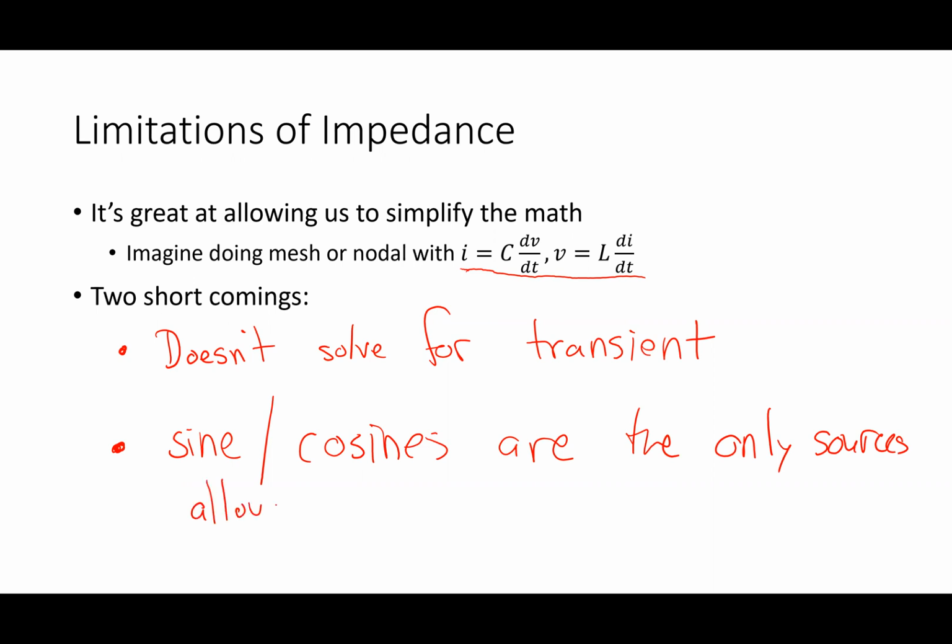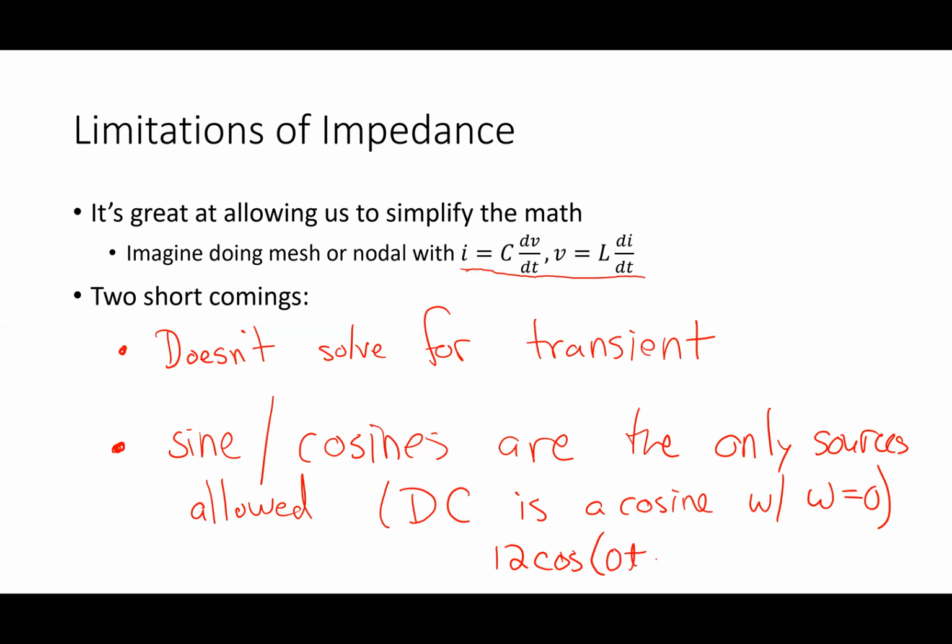Now, sometime around 3:30 on Friday, you were saying, wait a minute, what if I had DC? Isn't DC also a sine or cosine? What frequency is DC? Zero. Yes, DC is basically a cosine with omega equal to 0. And if you take 12 cosine 0t, what's that? It's 12. So there are a couple of ways to think about that.